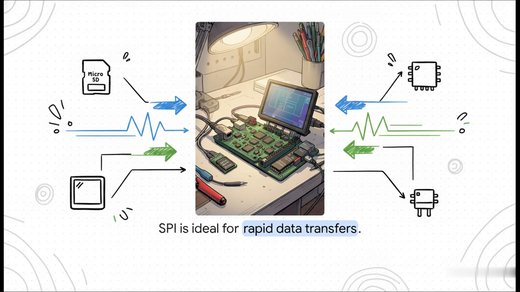And unlike UART, SPI is a synchronous protocol. That means it uses a dedicated clock line. It's also full duplex, which is a massive game changer. Full duplex just means data is flowing in both directions simultaneously during the exact same clock cycles.